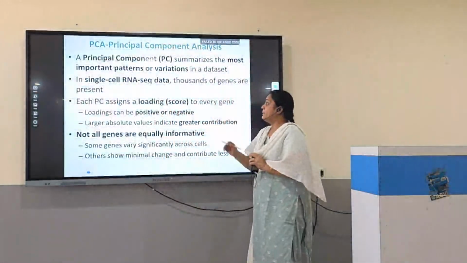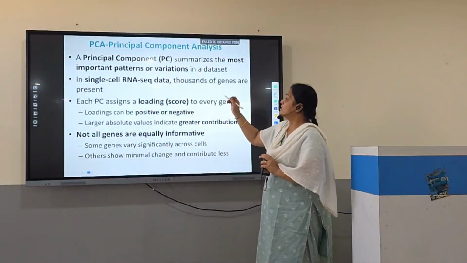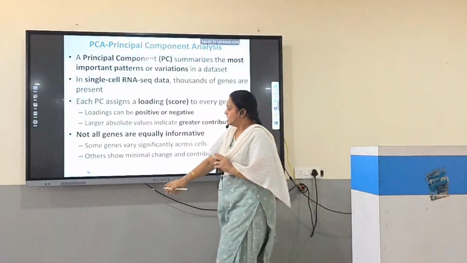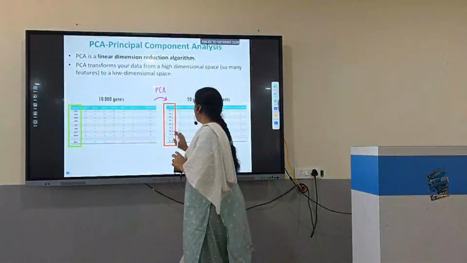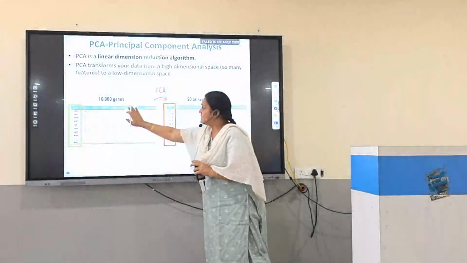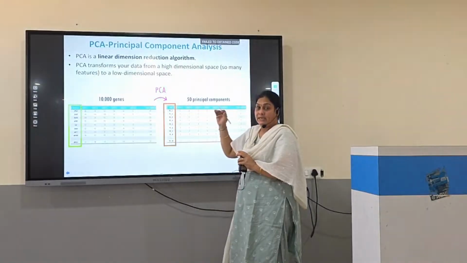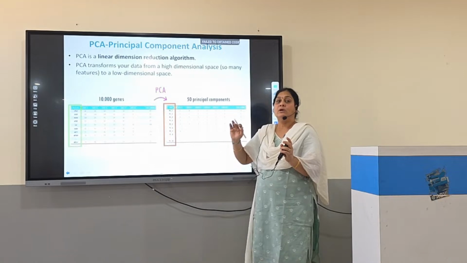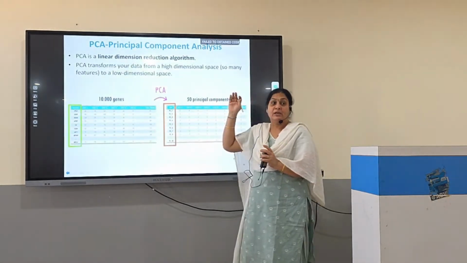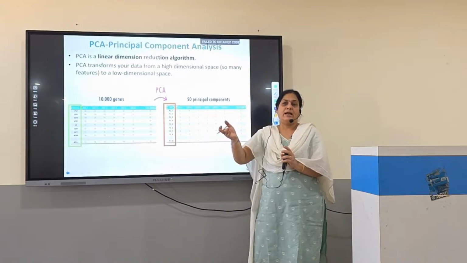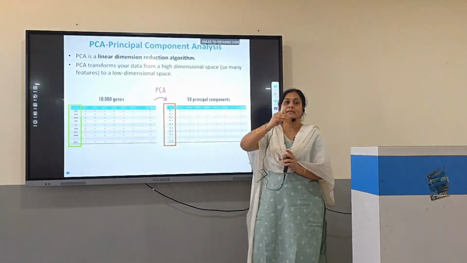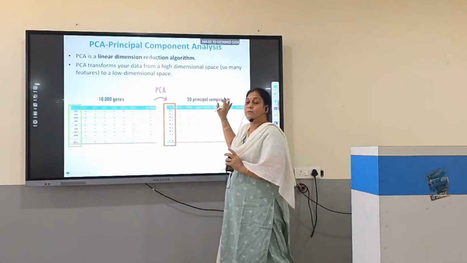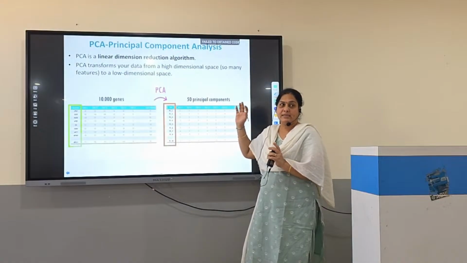A principal component summarizes the most important patterns or variations in the data. These are called principal components, right? You are converting this 10,000 to 50 principal components. The dimensions in the new data set are called principal components. Don't get confused about what principal components mean: they are the transformed attributes. Whatever your original data set is, you transform it into a new set of attributes, and they are nothing but your principal components. They are nothing different.